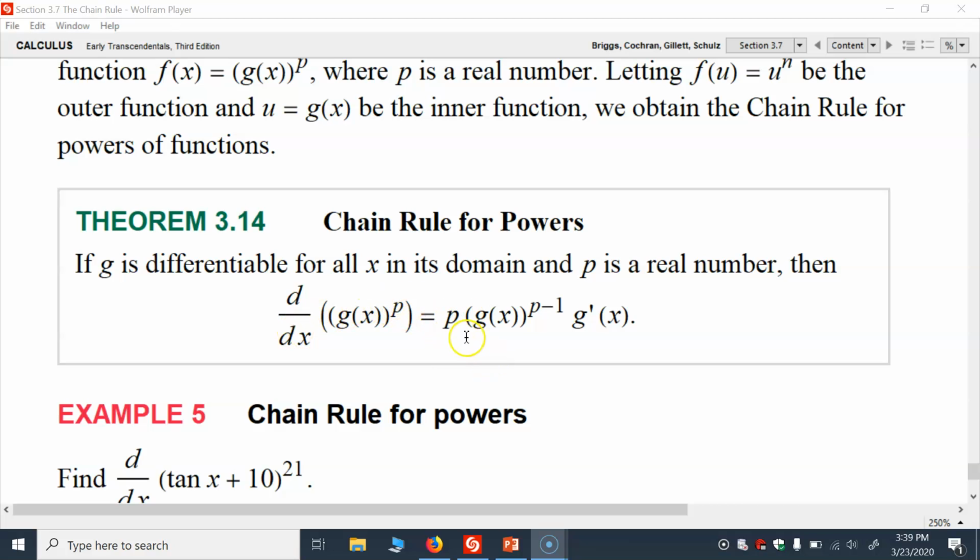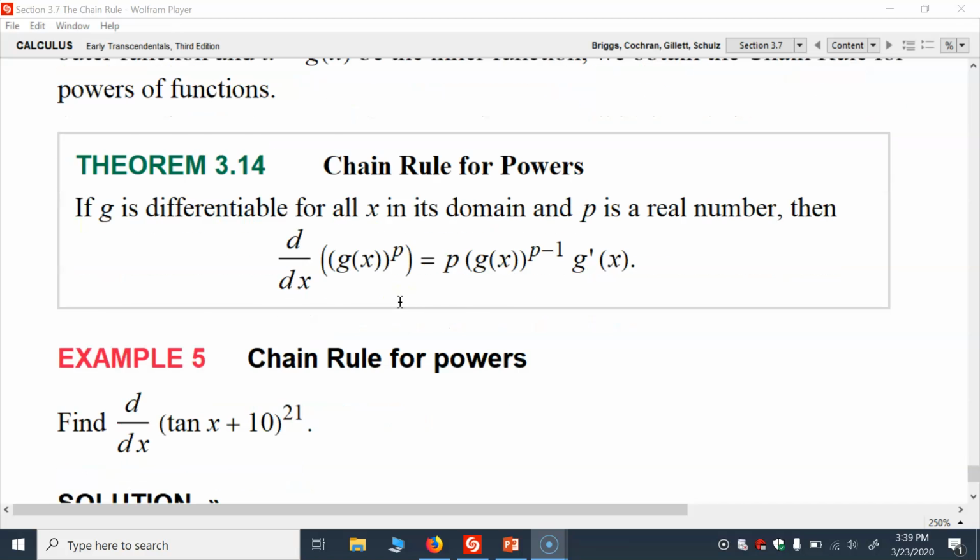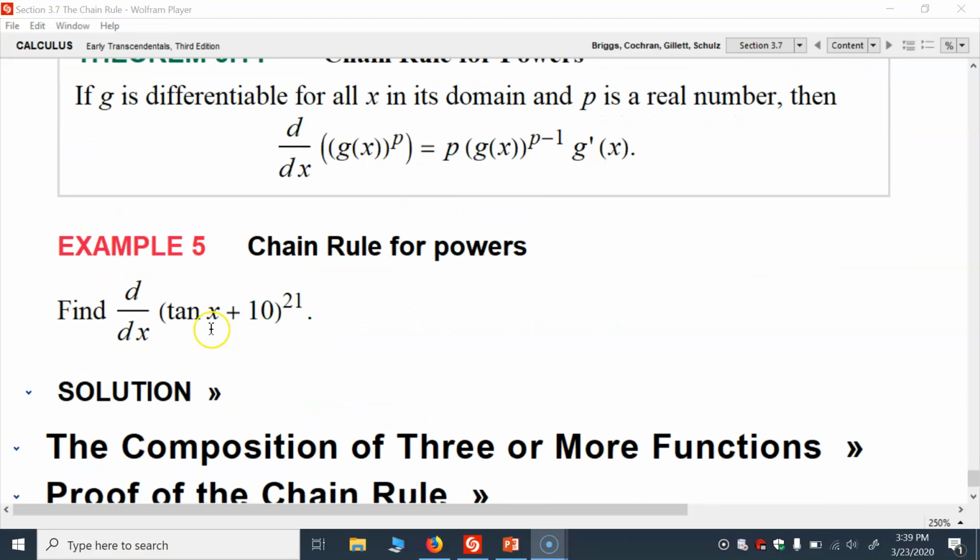That power p comes out front. We really just copy over that inner function. The power is reduced by 1, and then we take the derivative of the inner function. So let's look at a couple examples. Here's example 5, right? Take the derivative of tangent of x plus 10 raised to the 21st power. So this is another good example of this.